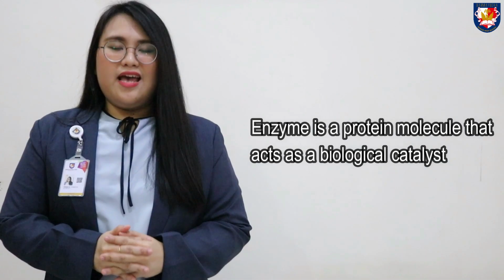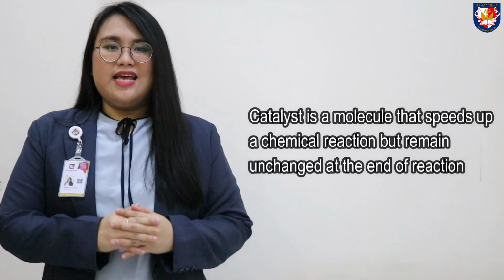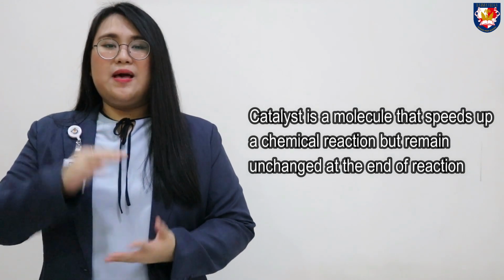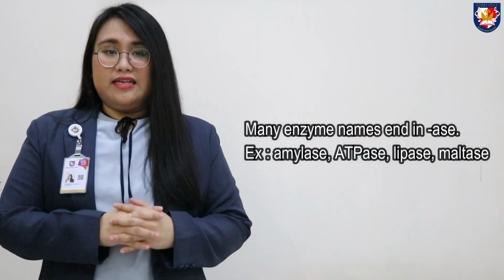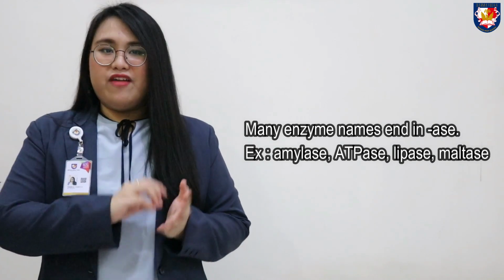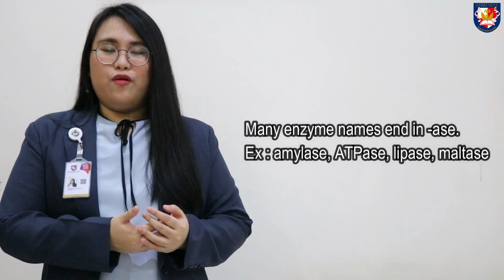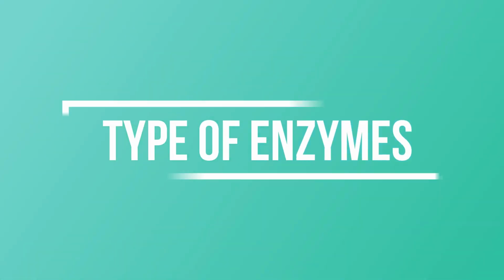So what are enzymes? Enzymes are protein molecules that act as biological catalysts. And what is a catalyst? A catalyst is a chemical molecule that speeds up chemical reactions, but remains unchanged at the end of the reaction. Usually, enzymes have a specific name, ending in "ase" at the end of their name. For example, amylase, lipase, what else? ATPase, and many more. Next, we're going to discuss the types of enzymes.